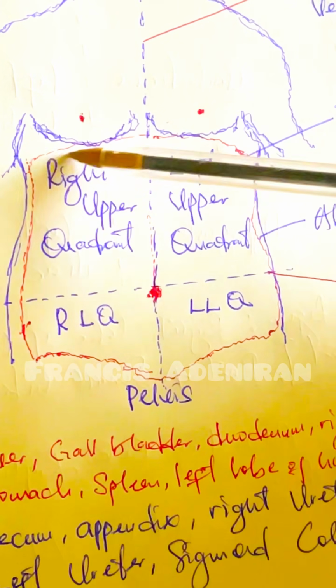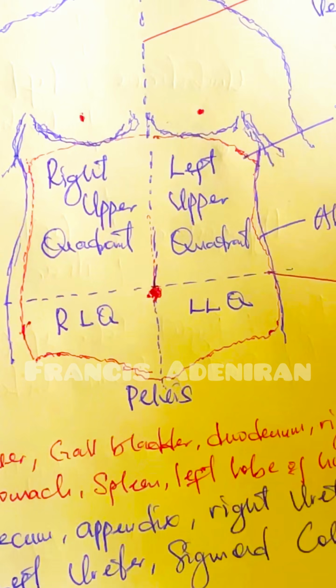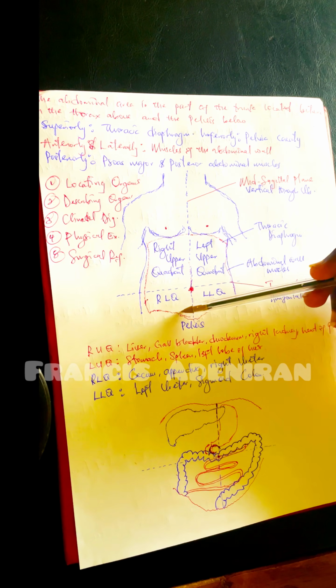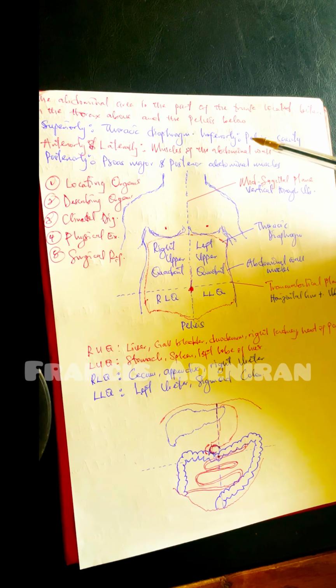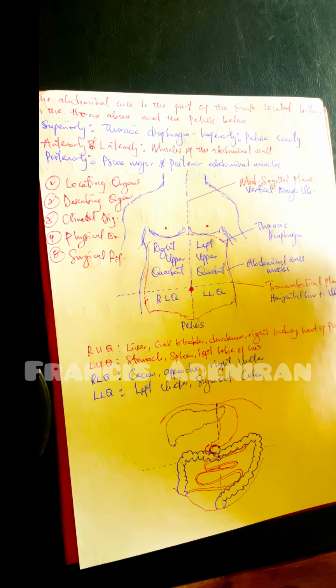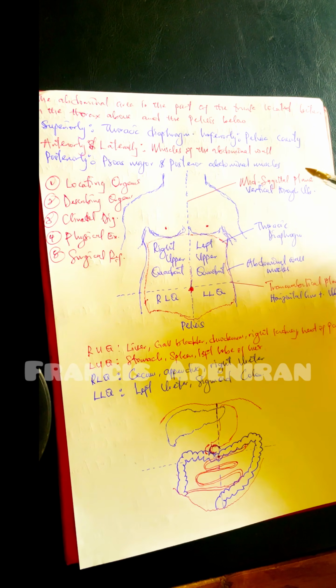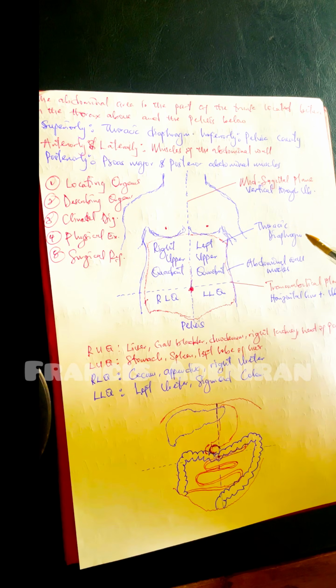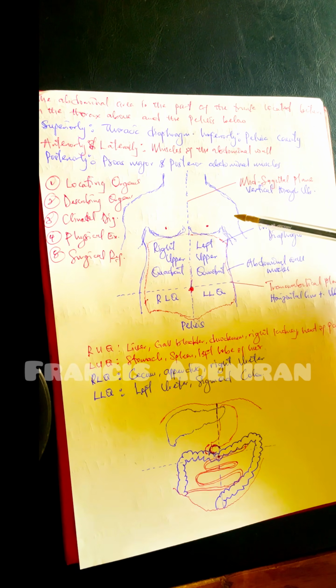Now, the abdominal area is bounded superiorly by the thoracic diaphragm. This is labeled the thoracic diaphragm, and it is bounded inferiorly by the pelvic cavity. So superiorly by the thoracic diaphragm and inferiorly by the pelvic cavity. It's bounded anteriorly and laterally by the muscles of the anterior abdominal wall. We'll get to that in one of our videos. Then posteriorly, it is bounded by the posterior abdominal muscles and also the psoas major.